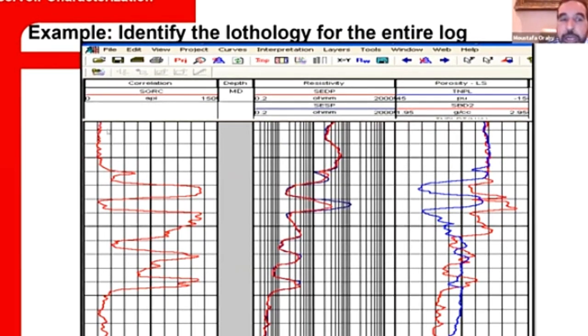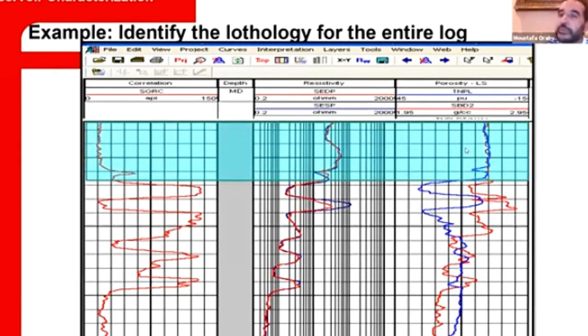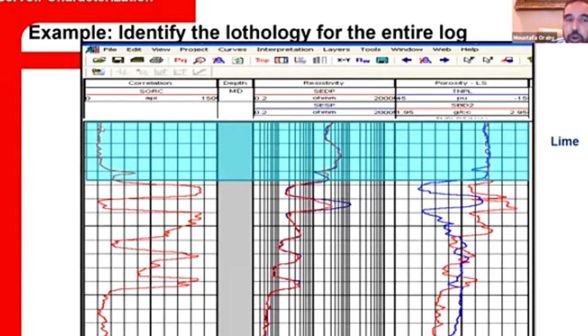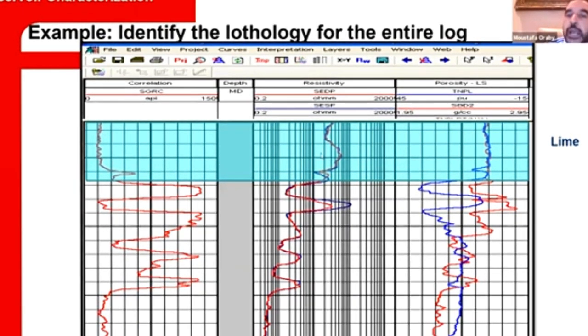Okay. Now, is the gamma ray here low or high? Gamma ray is low, so it cannot be clay. This is the first thing. Look at the neutron density. Are they overlaying or separating? They are overlaying. Then you take this zone and you say, this has to be a limestone zone. No question. So now you've trained your eyes. My gamma ray is reading low, so that's a reservoir, not a clay. And my neutron and density are overlaying, so this is a limestone zone.